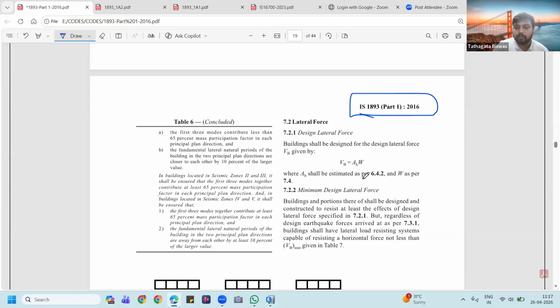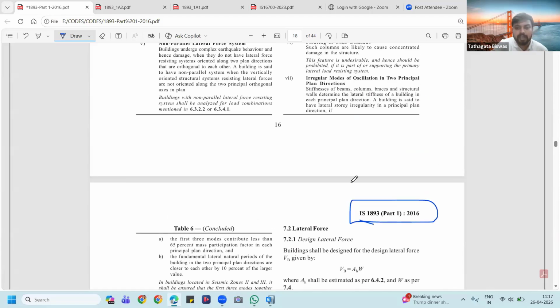Now, AH into W, what is AH, what is W? AH is a horizontal acceleration coefficient, which is related to different parameters. I'll come to that. And W is the seismic weight of the structure, right? So during the course of an earthquake, the lump mass that I mentioned earlier, including whatever materials are there in the structure, including everything, whatever masses are acting in the building during the course of an earthquake, that is called seismic mass or seismic weight.